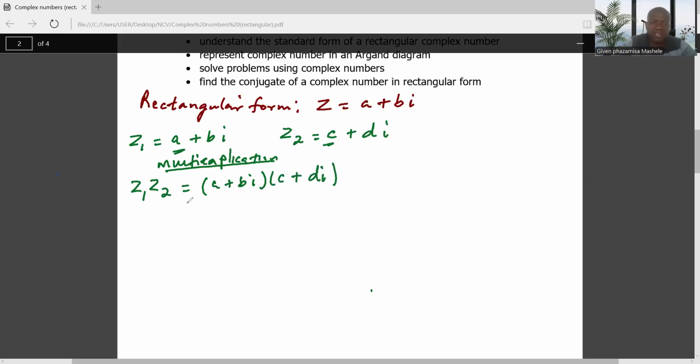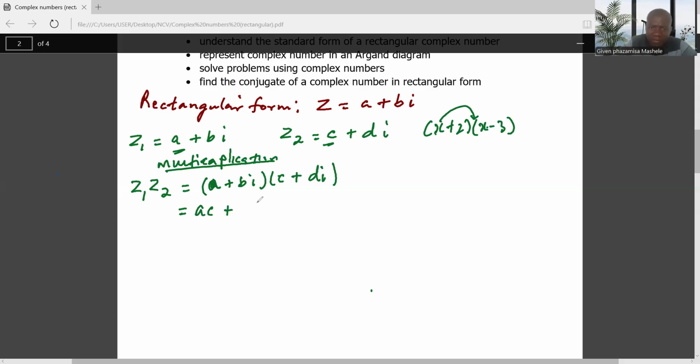We know that this has to do with binomial by binomial multiplication. Like when we have x plus 2 together with x minus 3, we can use FOIL, x by x. So we do the same. This will be a times c. This will become ac plus a times d.